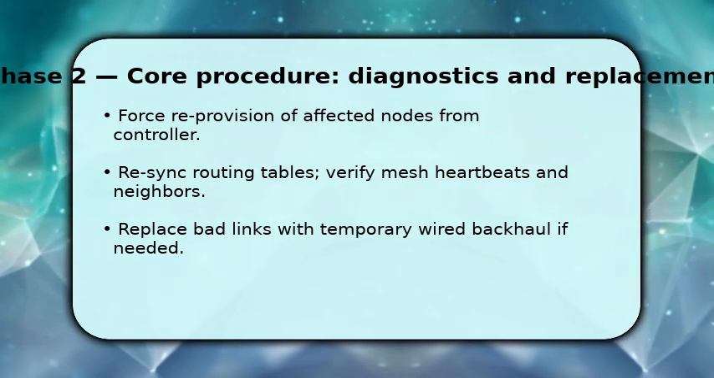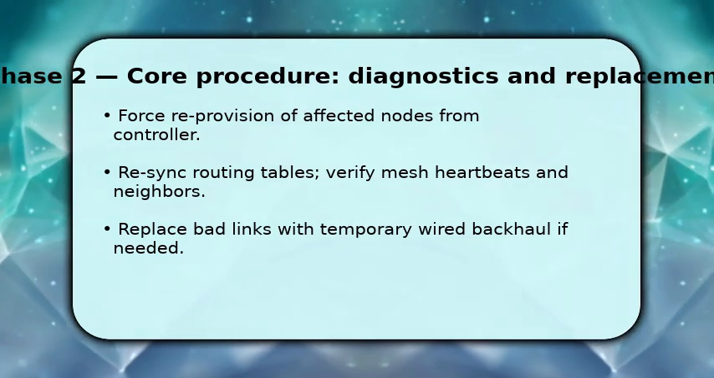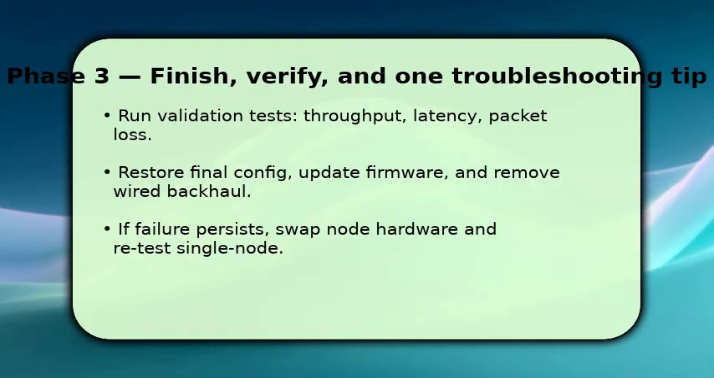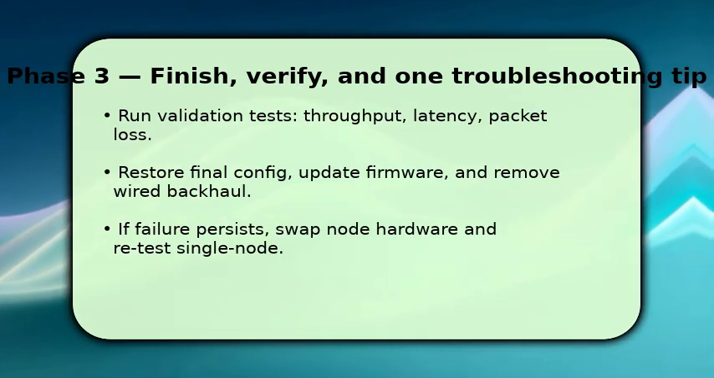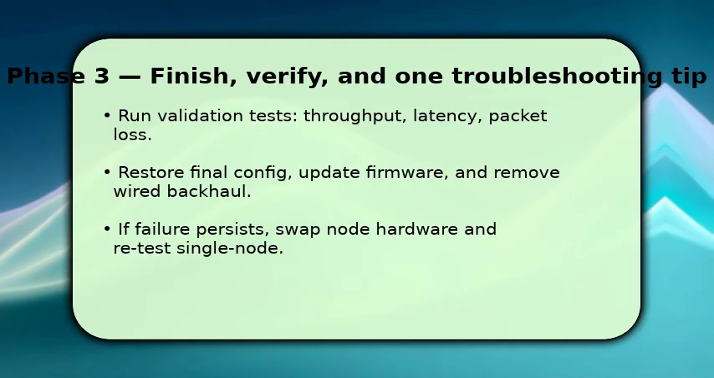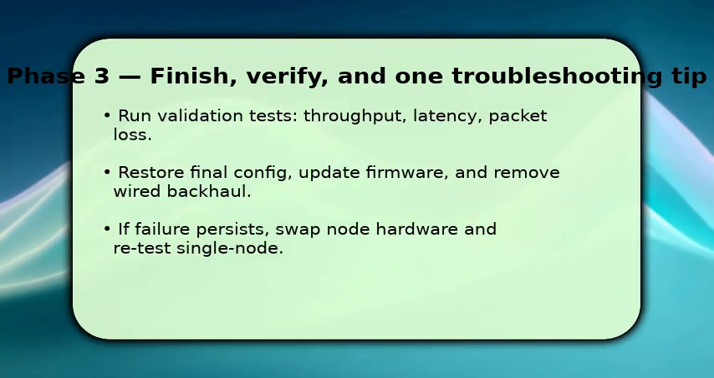To finish, validate the mesh with throughput and latency tests. You need measurable confirmation that links are stable, so test multiple paths and check packet loss. Once results are good, restore the final configuration and update firmware across nodes, then remove any temporary wired backhaul.